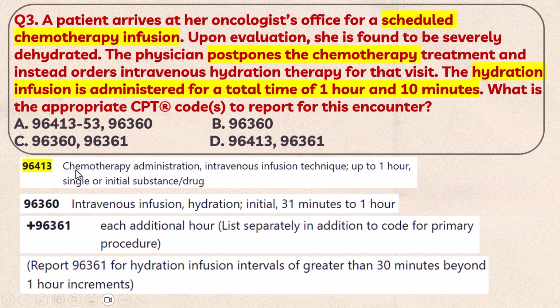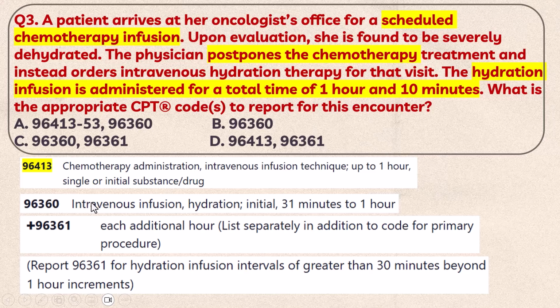So once you look at the codes, 96413 is chemotherapy administration, intravenous infusion technique up to 1 hour. But in this case, the chemotherapy is postponed. So no need to code for the chemotherapy. Let's go for the other code, 96360, intravenous infusion, hydration, initial 31 minutes to 1 hour. So in our case, 1 hour and 10 minutes. So this is the first code.